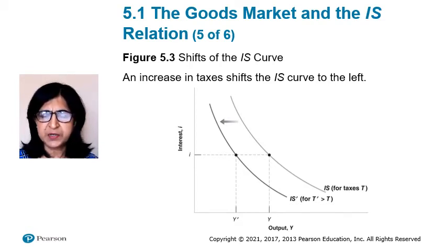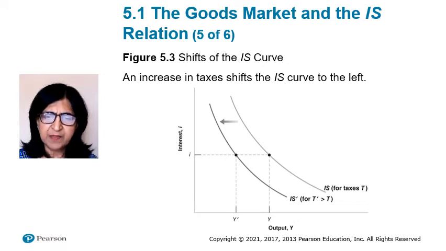disposable income decreases, leading to a decrease in consumption, leading in turn to a decrease in the demand for goods and a decrease in equilibrium output from Y to Y prime. The IS curve shifts to the left. At a given interest rate, the equilibrium level of output is lower than it was before the increase in taxes. Figure 5.3 shows shifts of the IS curve.